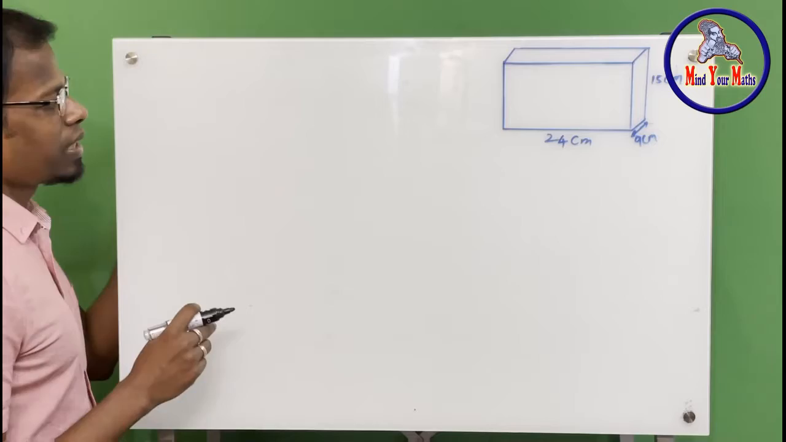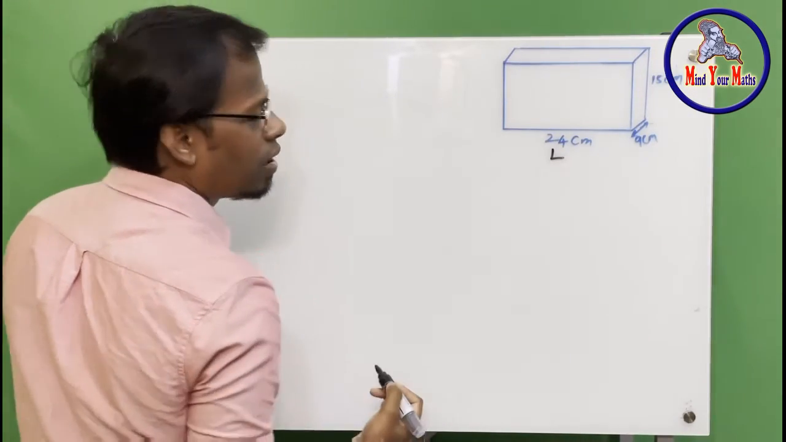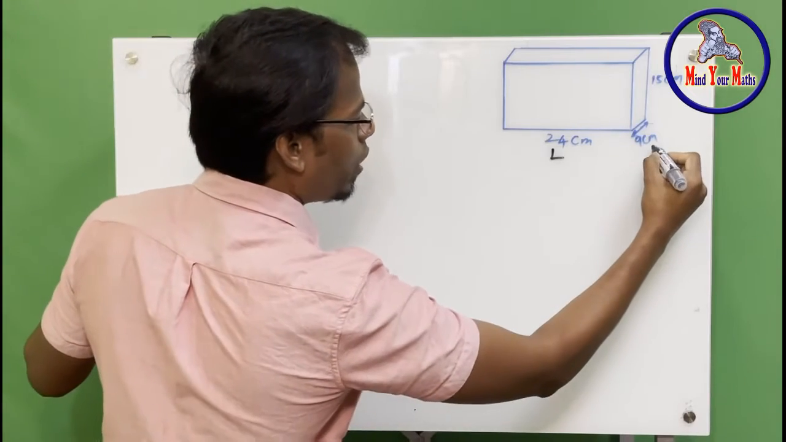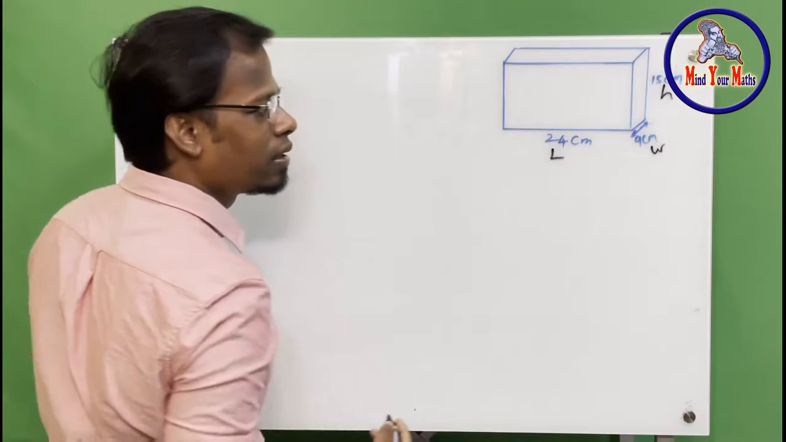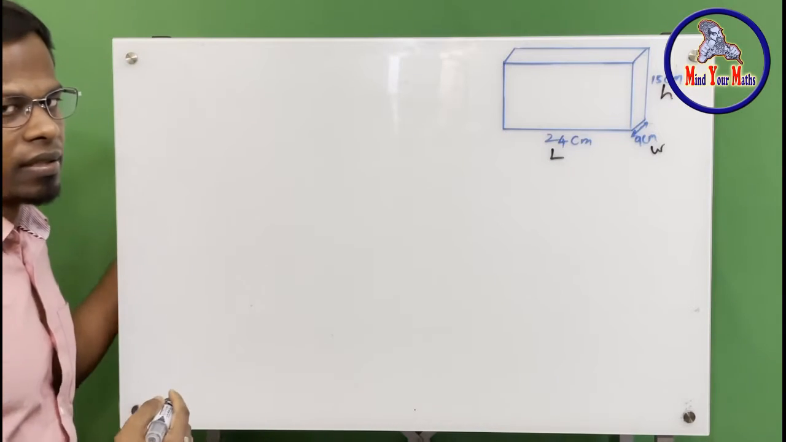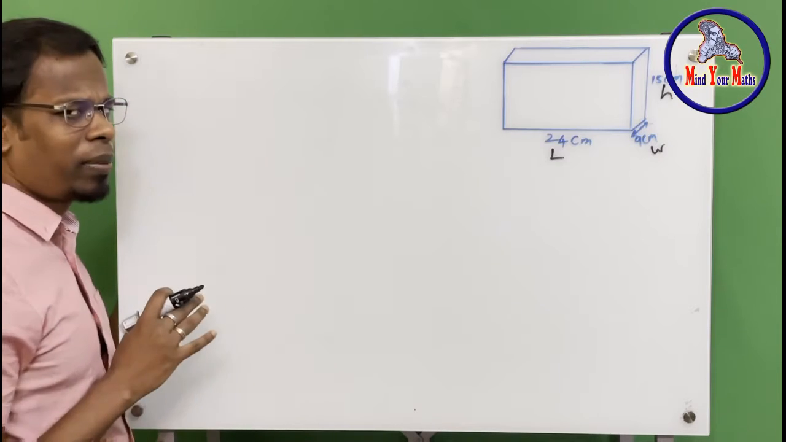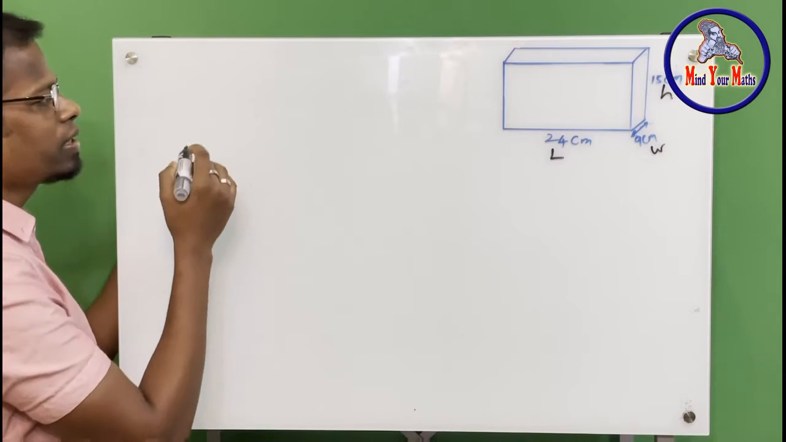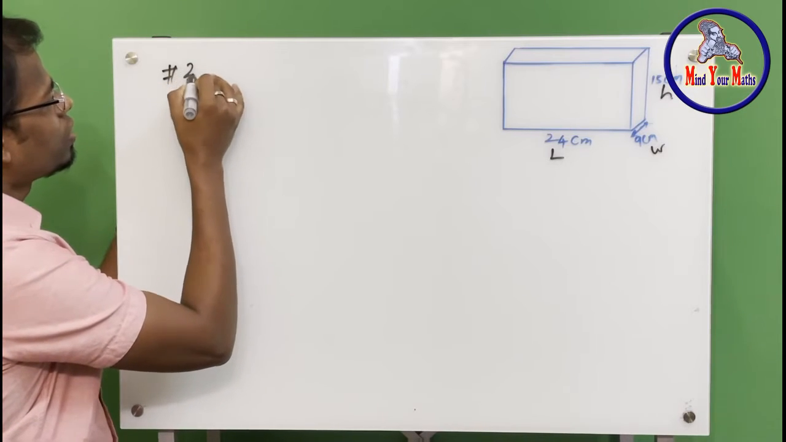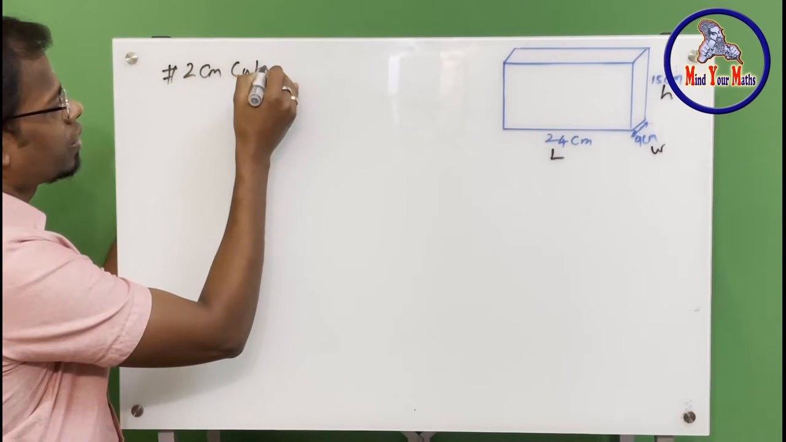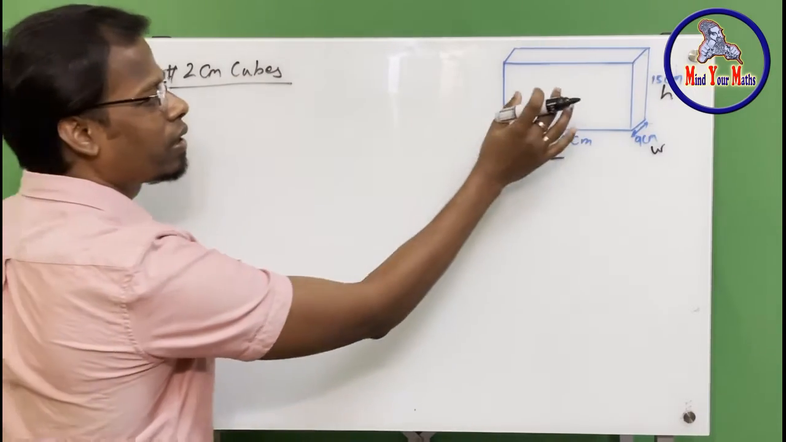See, it says that this is the dimension. The length is 24 centimeters, the width is 9 centimeters, and the height is 15 centimeters, right? Now, let's find how many cubes can be cut. How many 2 centimeter cubes, the number of 2 centimeter cubes. So that's question 1. So how many can we cut from it?